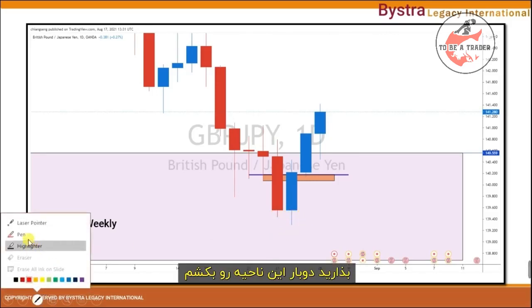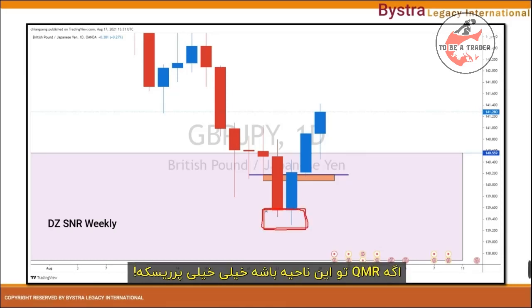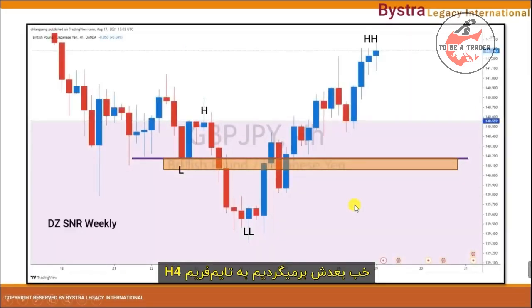area. Let me draw it again. As long the QMR is not in this area, this is super high risk if the QMR is in this area. So next, we go back to the H4 time frame and we wait for the price whether react or not.